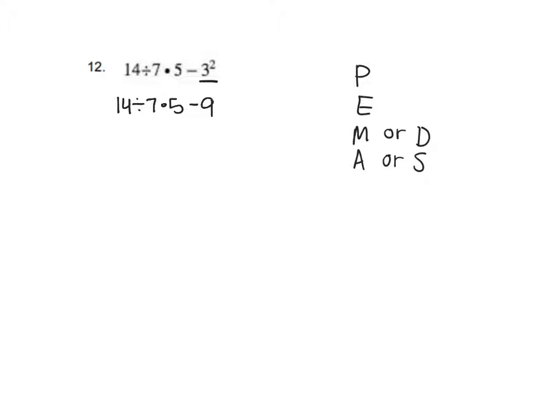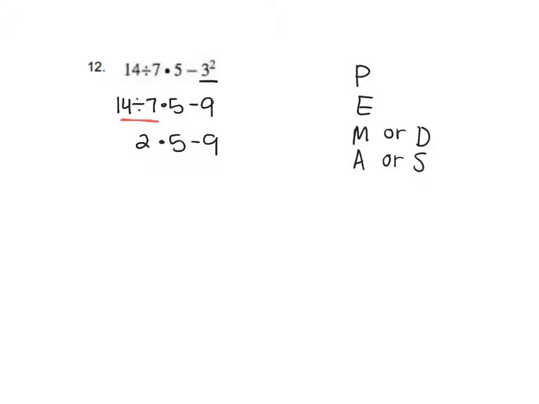Now I'm looking, I don't have any more exponents, I don't have any parentheses. Now I'm multiplying or dividing, whichever comes first from left to right. Well, if I look from left to right, I see 14 divided by 7 comes first, so I'm going to work that out. So 14 divided by 7 is 2, so that leaves me with 2 times 5 minus 9.